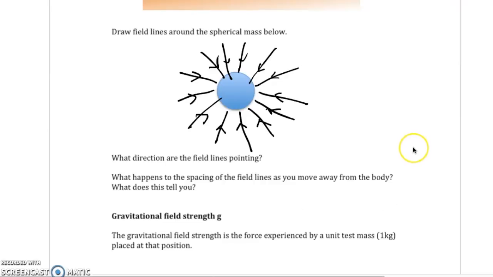What you should have drawn is the following that I've shown in this diagram, hopefully a bit neater than mine. Field lines should all be pointing towards the centre of the spherical object, and this is called a radial field, as opposed to the uniform field that we saw above. Note that the field lines become more spaced out as you move away from the body. This indicates that the field strength is decreasing as you move away.